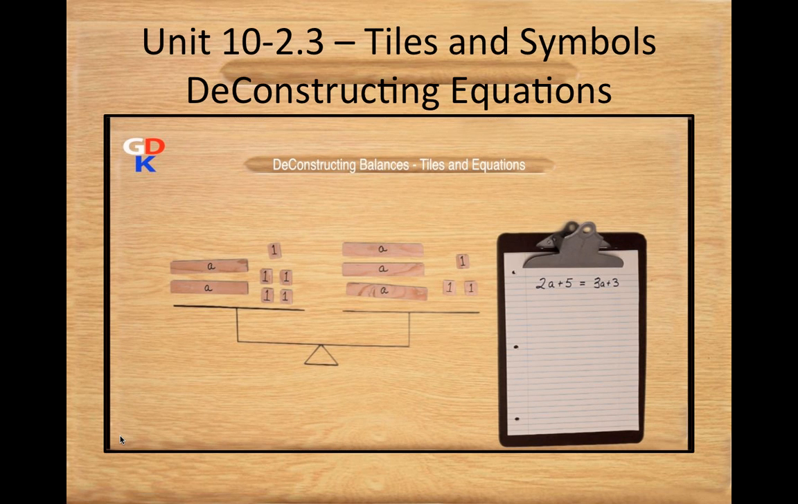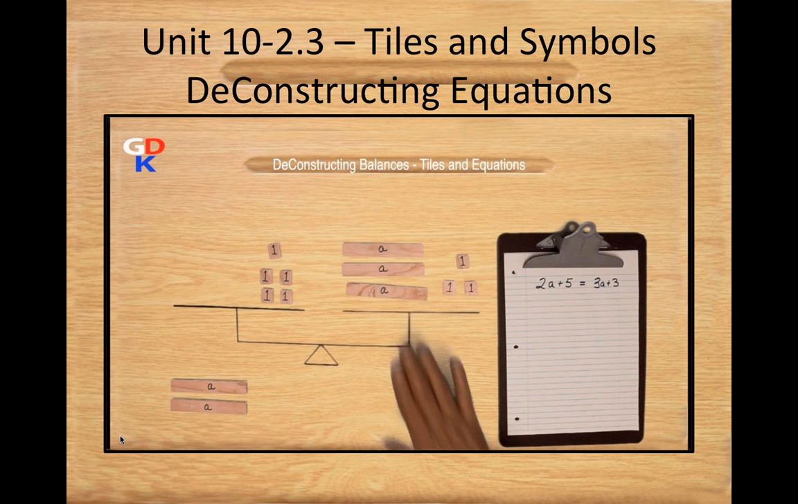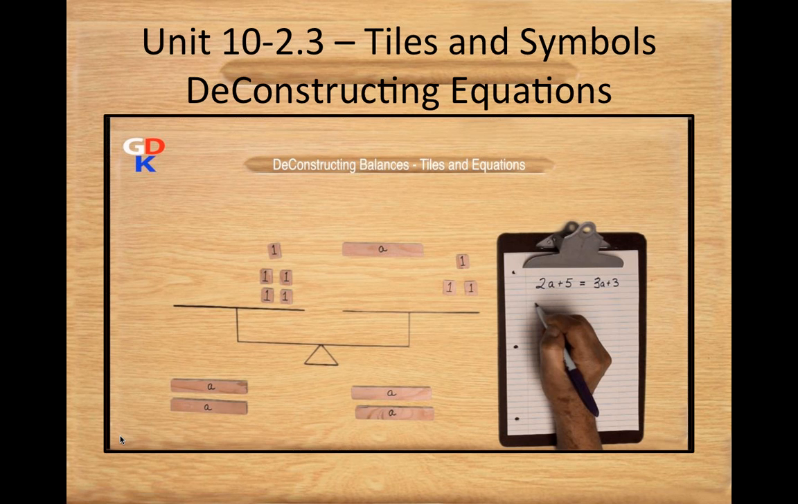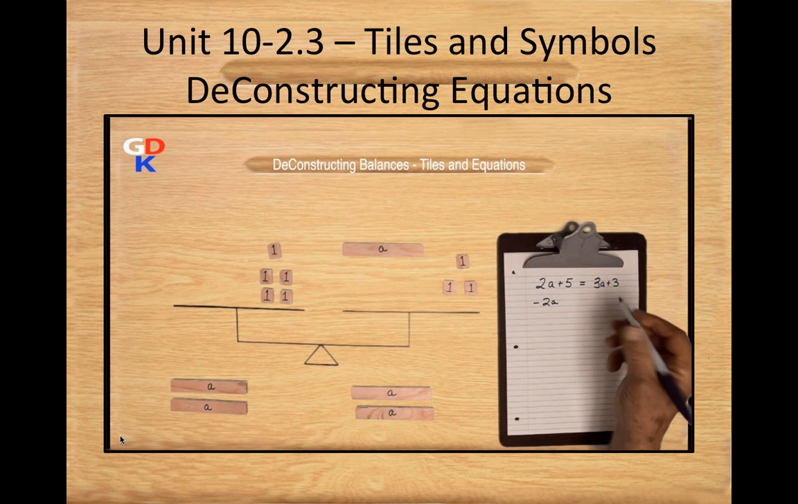Now, again, our goal is to get 1A on a side of the balance. Well, on this balance side, we have 2 A's. Here we have 3 A's. Let's take 2 A's away from the left-hand side and 2 A's away from the right-hand side. When we record that, we say that we subtract 2 A's from each side.